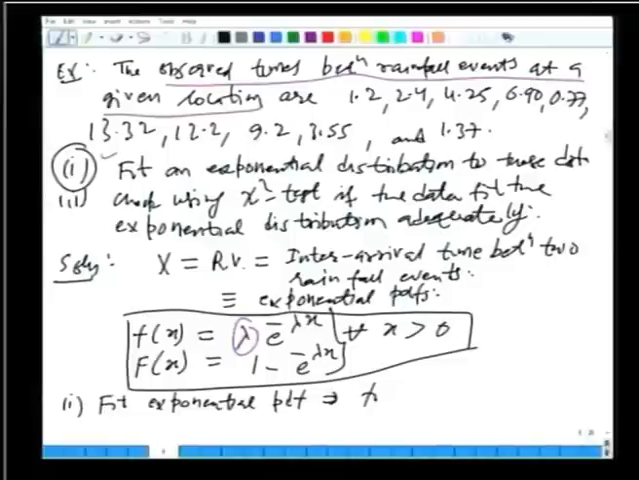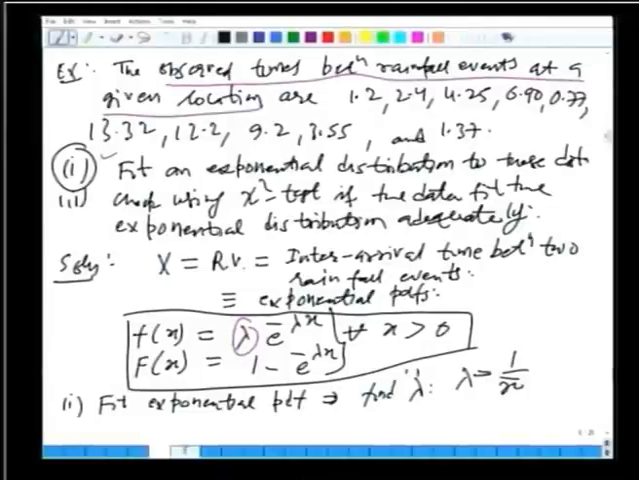Means find the value of lambda, isn't it? And what is lambda? We have seen yesterday using the two methods, method of moment and method of maximum likelihood. What is lambda? Nothing but 1 by x bar. So, can you find out x bar? It is nothing but the average of the data points, right.